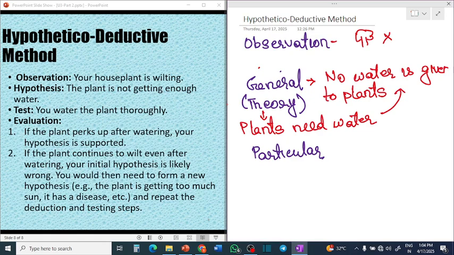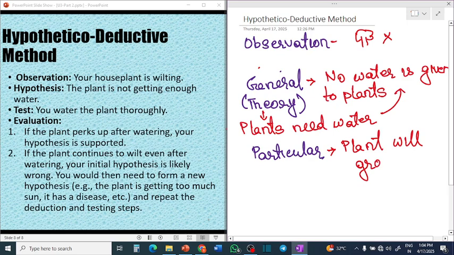After this, you will do some testing, like you will give water to the plant, and your plant will grow. So from a general statement, we come on to a particular statement. That is why this is called a deductive research. And why is it called hypothesis? Because maybe it is right or maybe it is wrong. Maybe the plant has some other problems.